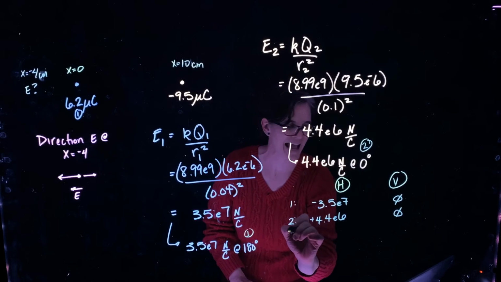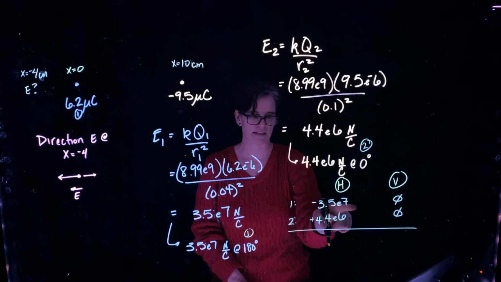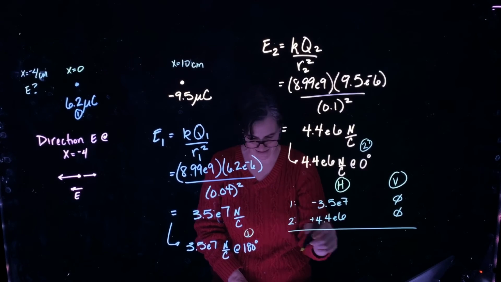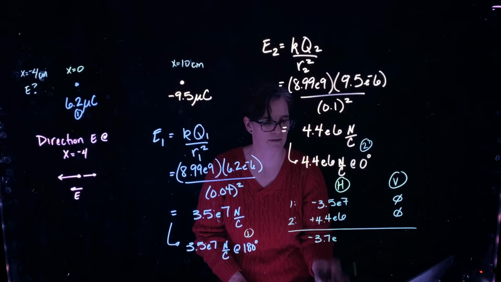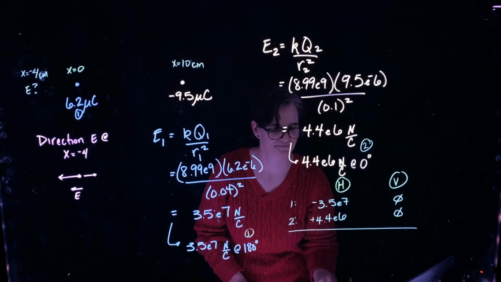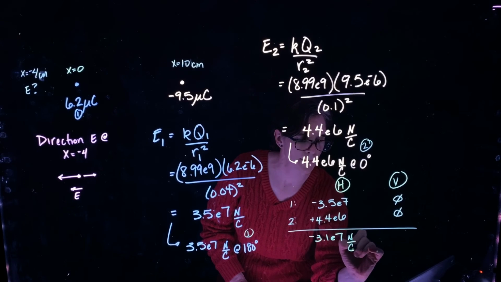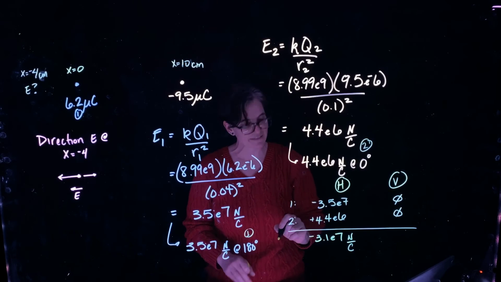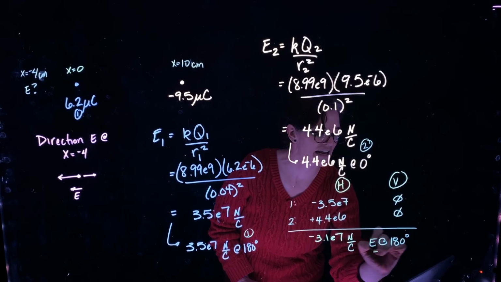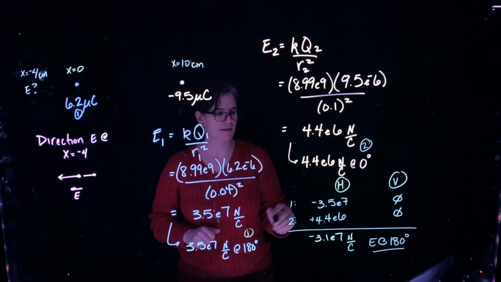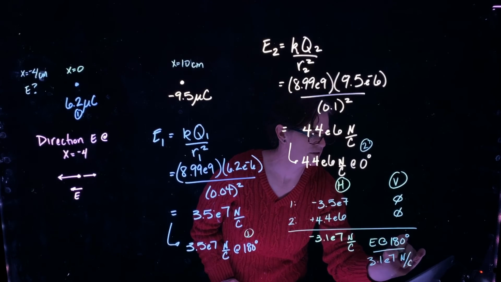And so I can add these two up to get my net field: negative 3.5 times 10 to the 7th plus 4.4 times 10 to the 6th gives me negative 3.1 times 10, that's not a 1, negative 3.1 times 10 to the 7th newtons per coulomb. What does that negative tell me? It tells me that the electric field is pointing at 180 degrees, like we predicted from the beginning, with magnitude 3.1 times 10 to the 7th newtons per coulomb.